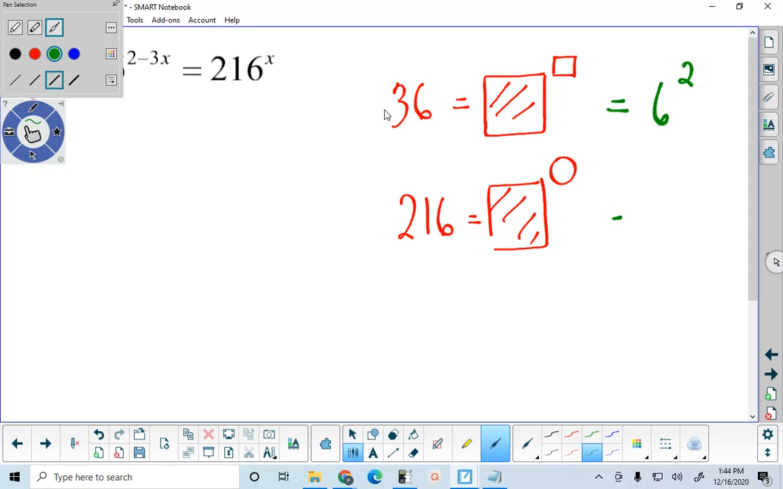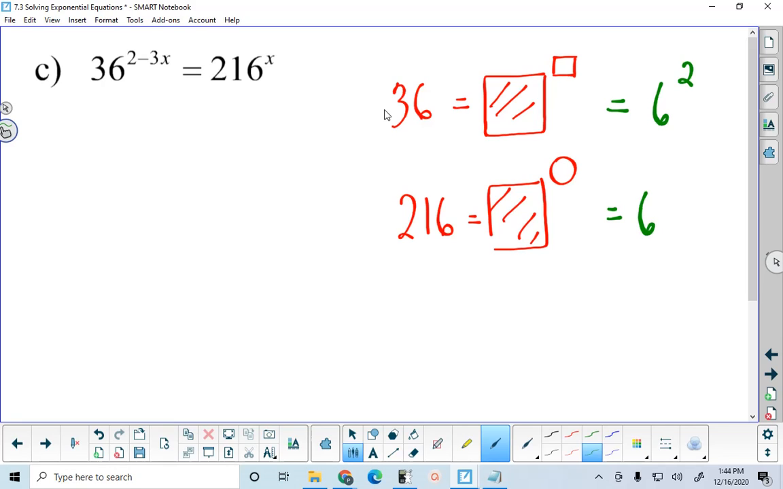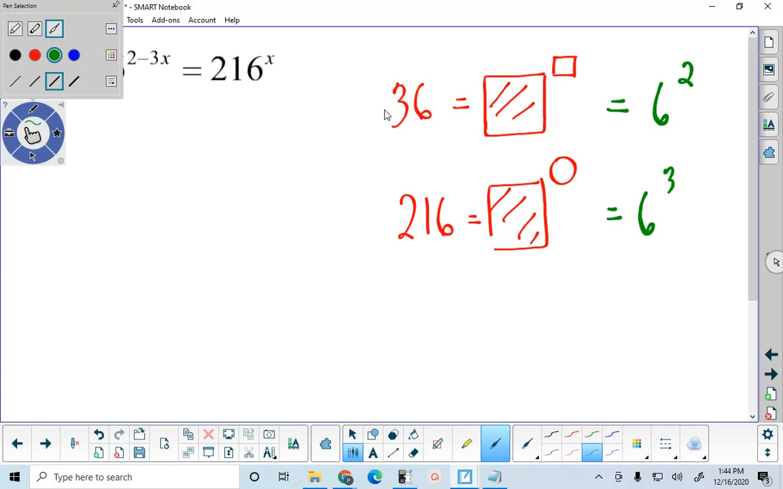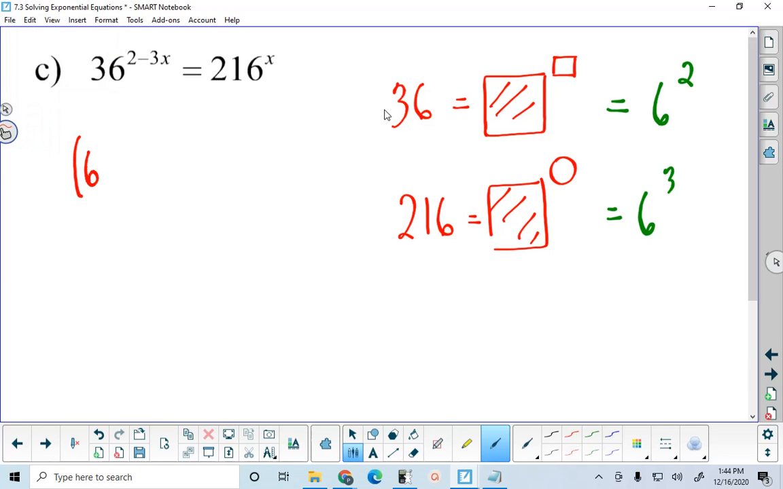So then you say to yourself, well, maybe 216 is a power of 6. And you try, well, I hope you wouldn't try 6 squared because you get 36, but you try 6 cubed and you discover that it's 6 cubed. So what I'm going to do in this equation is where I see 36, I'm going to put 6 squared. And notice I put the squared inside of the brackets. It's raised to the 2 minus 3x. And where I see 216, I'm going to put 6 cubed, and it's raised to the x.